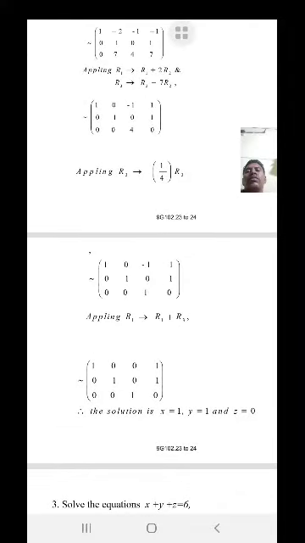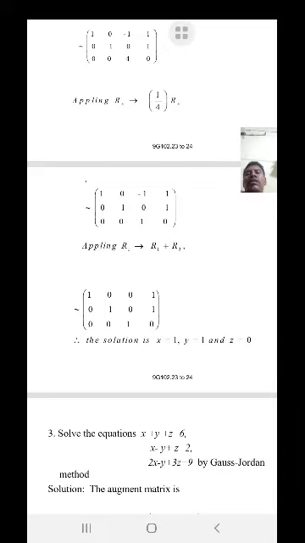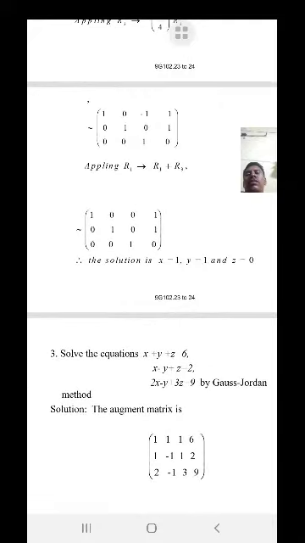Applying R3 gives 1 by 4 R3. That is identically equal to 1, 0, minus 1, 1, 0, 1, 0, 1, 0, 0, 1. Applying R1 gives R1 plus R3. That is 1, 0, 0, 0, 1, 0, 0, 0, 1, 1, 1, 0. So therefore the solution is x equals 1, y equals 1, and z equals 0.